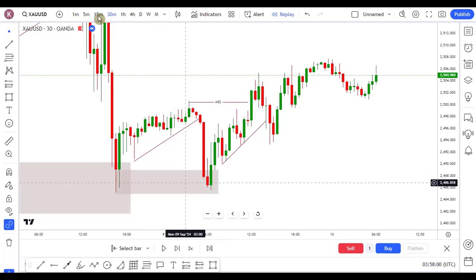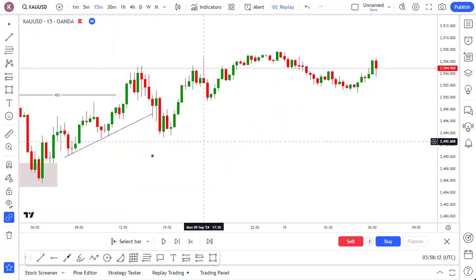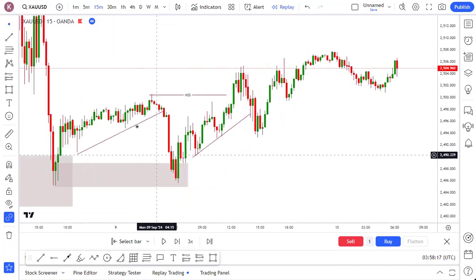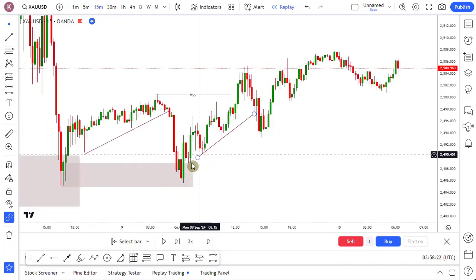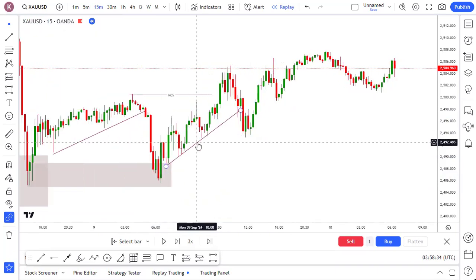So you can go to the 15 minutes. The 15 minutes will show us a very clear structure here, because now we're in 30 minutes, so I think this area here is not seen very clearly. Now you can easily see this trend line. That's what I was talking about. This was our trend line, and price disrespected this.